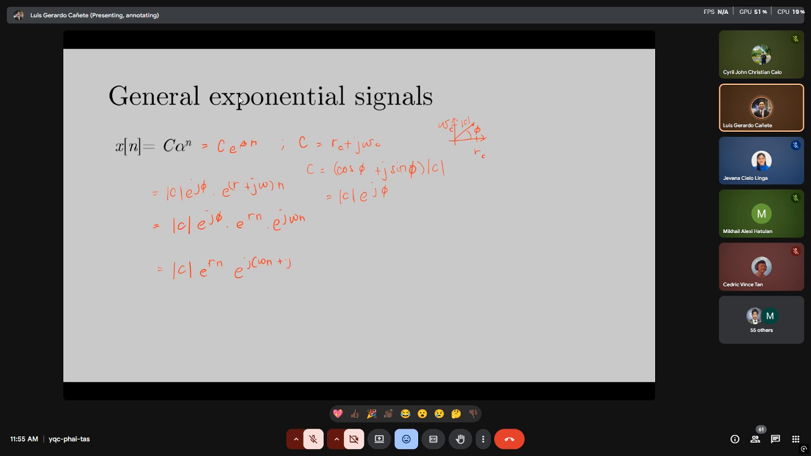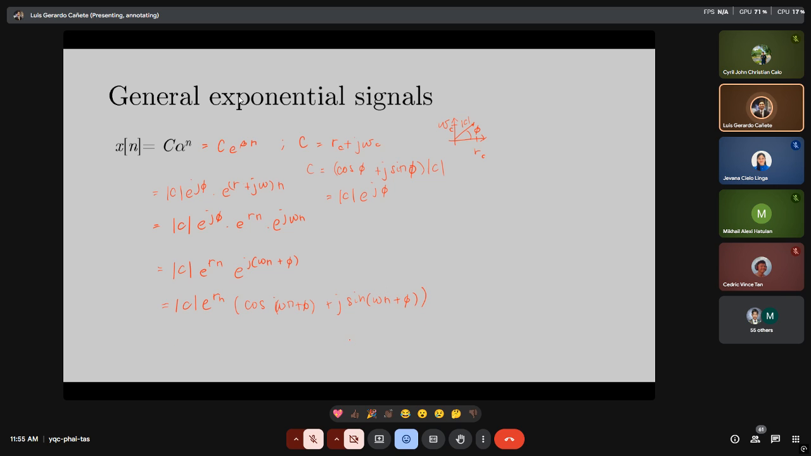and then this part is going to be e to the j omega n plus phi, and then we can write this down as cosine omega n plus phi plus j sine omega n plus phi.